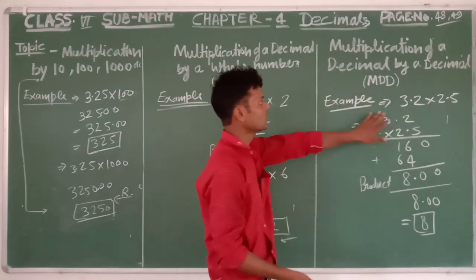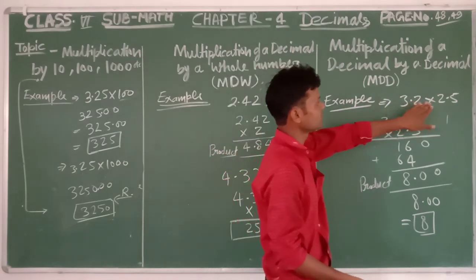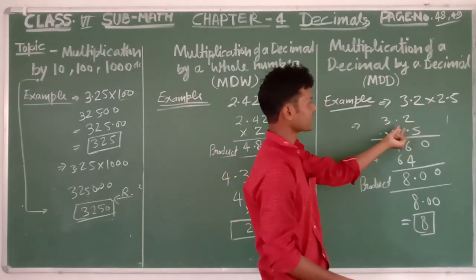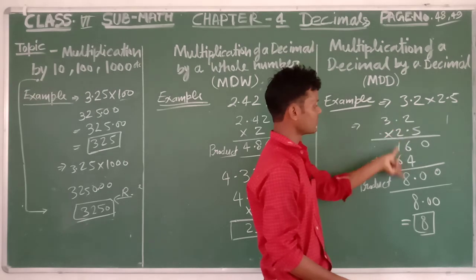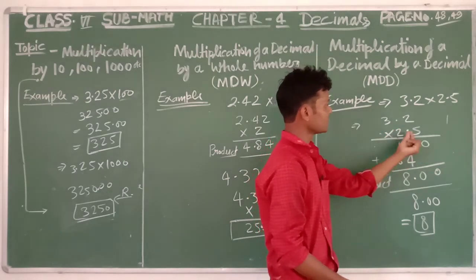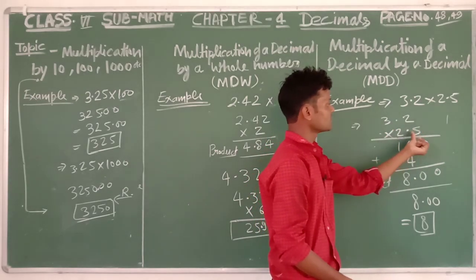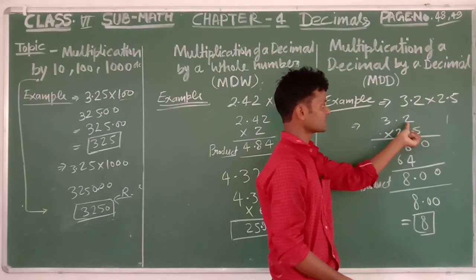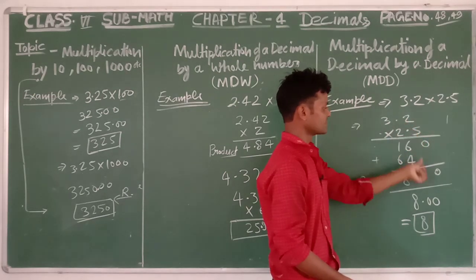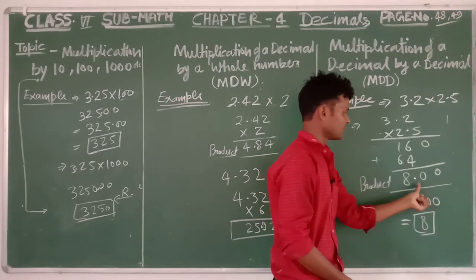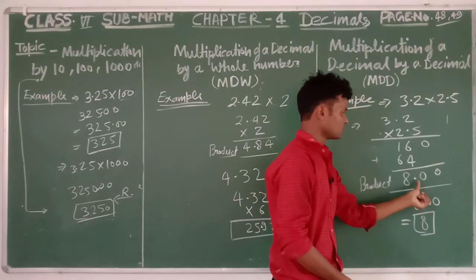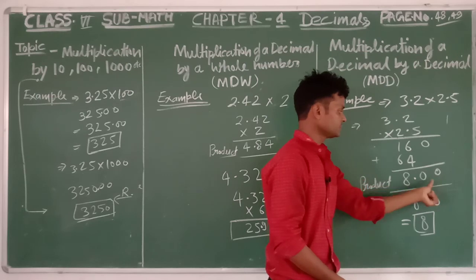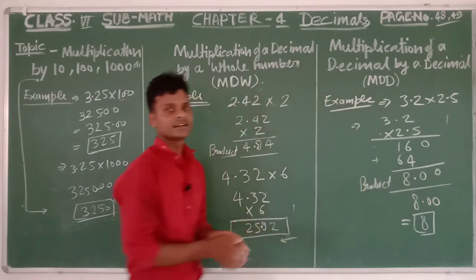If you multiply a decimal by a decimal number, then you forget your decimal point and you get a product, and then your last work, you count the decimal places in the first number and second number. You got 1 and 1, 2 places. You write here from the right side and mark the decimal. I hope you can understand. Thank you.